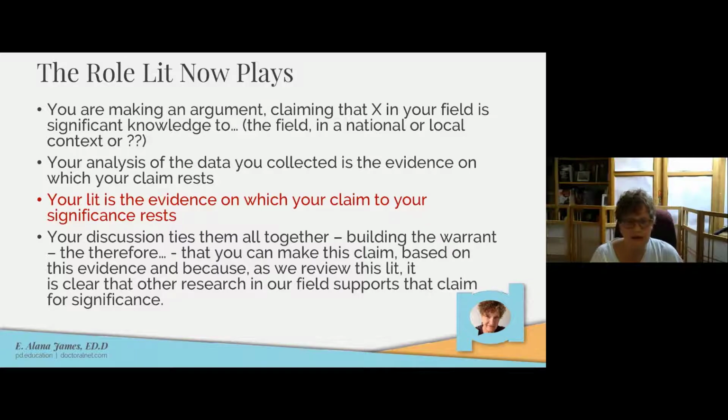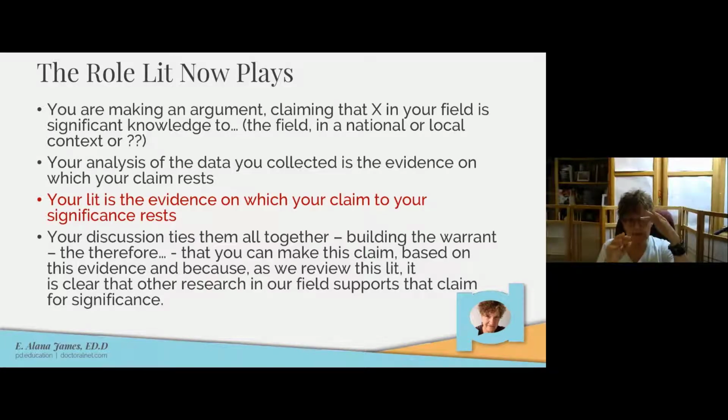And some of you are studying very finite things in a particular location, but everybody in your field should pay attention. The lit helps you do that. So that's an important piece. The second thing is that since your discussion ties them all together, you don't want a lot in the lit that isn't being used in the discussion. Maybe a few things that lead to something else.